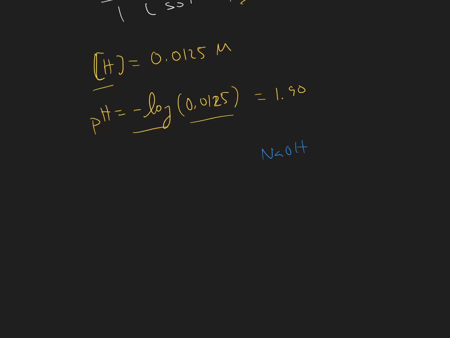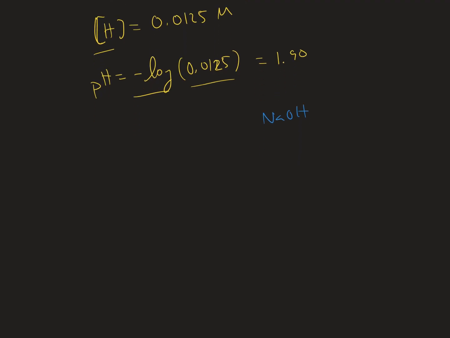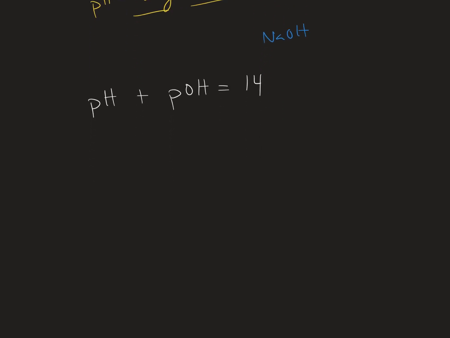And then we find the pOH. Now how do we go from pOH to pH? Here it is. pH plus the pOH is equal to 14. Why is it 14? Because that's our pH scale, 0 to 14. Okay? And so this is what we get on our reference sheet, this equation.